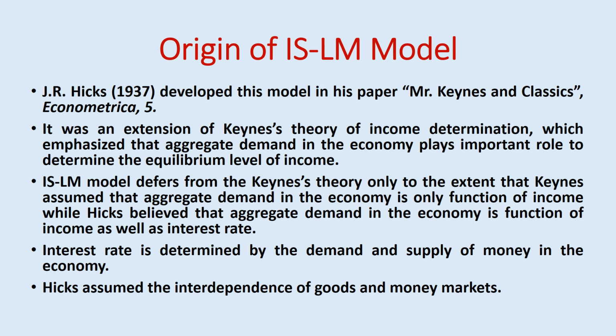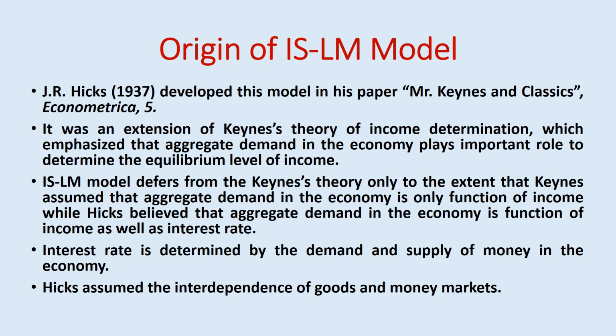So if you look at the components of aggregate demand given by Keynes, they consist of consumption, investment, government expenditure and net exports. Investment, government expenditure and net exports were taken as autonomous, and it was only consumption that was a function of income. Therefore aggregate demand is a function of income according to Keynes.